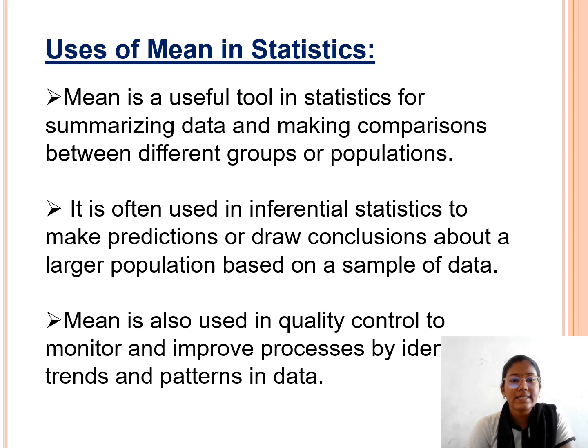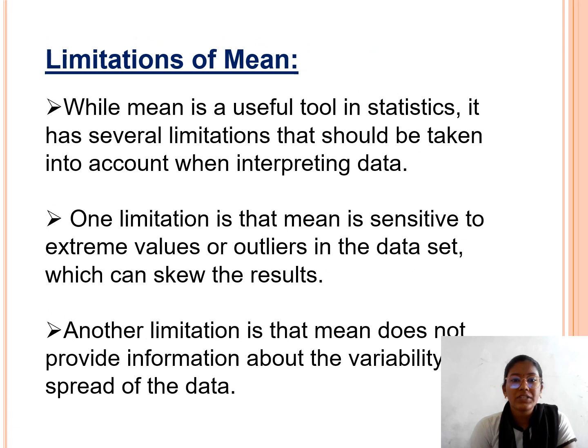Uses of mean in statistics. Mean is a useful tool in statistics for summarizing data and making comparisons between different groups or populations. It is often used in inferential statistics to make predictions or draw conclusions about a larger population based on a sample of data. Mean is also used in quality control to monitor and improve process by identifying trends and patterns in data.